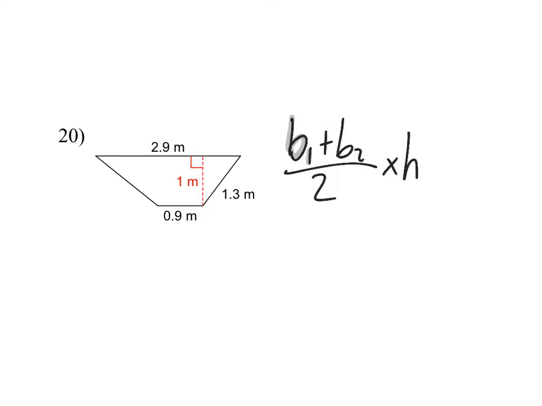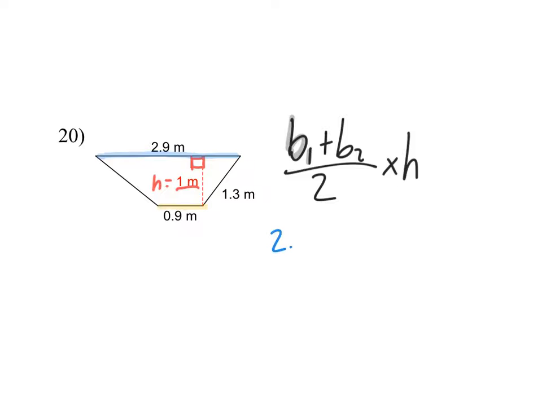Let me rewrite that. So again, here's our 90-degree angle. So I know this right here is going to be the height. So I'm going to go ahead and sub that out. Sorry, I'm just going to write H. H equals that. We have our bases. So here's base 1. Here's base 2. What I'm going to be doing is I've got to add these up first.